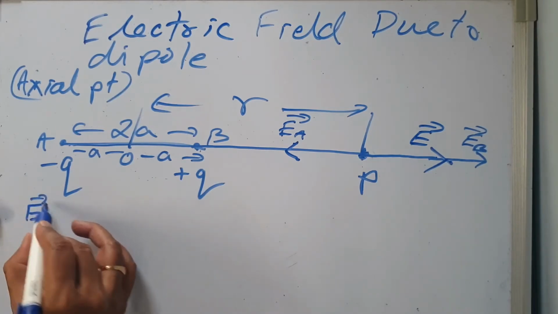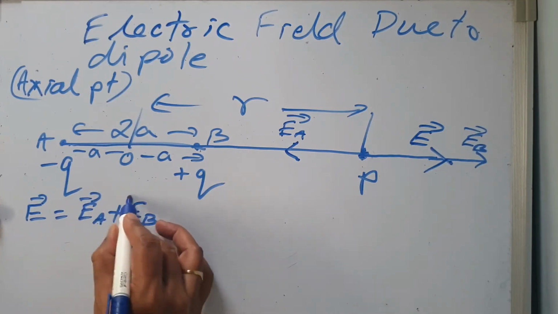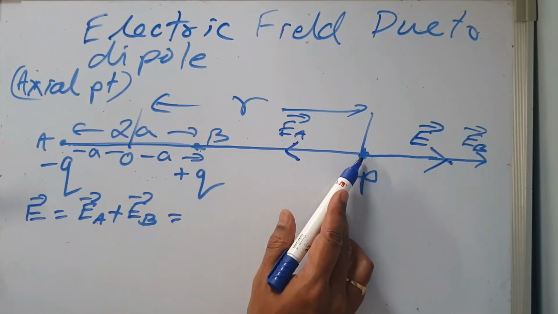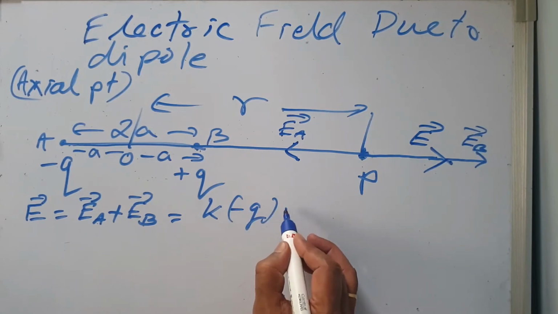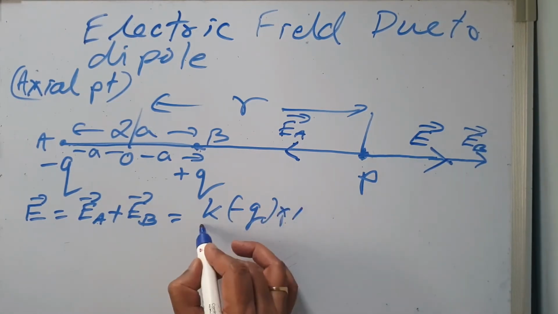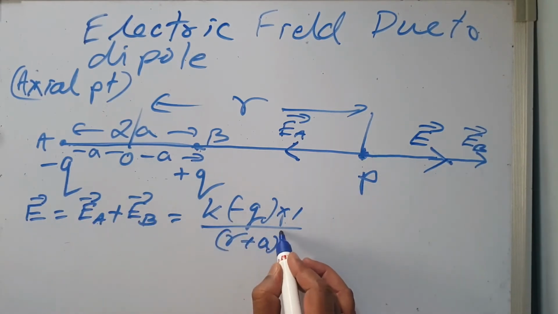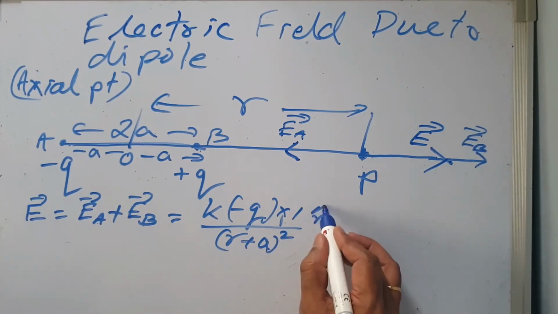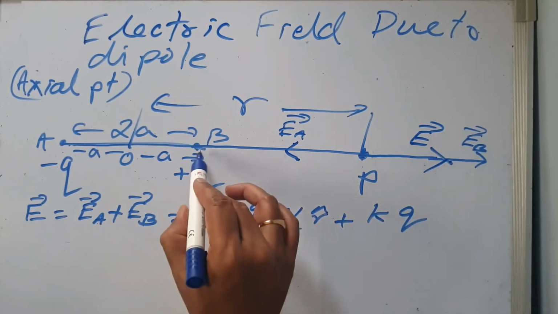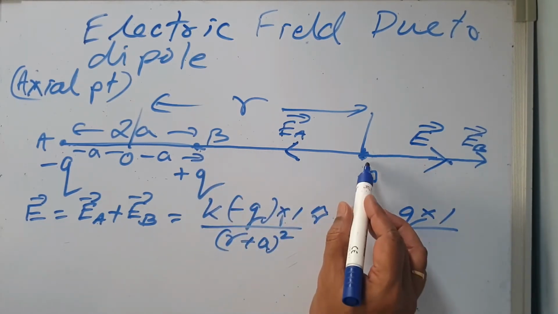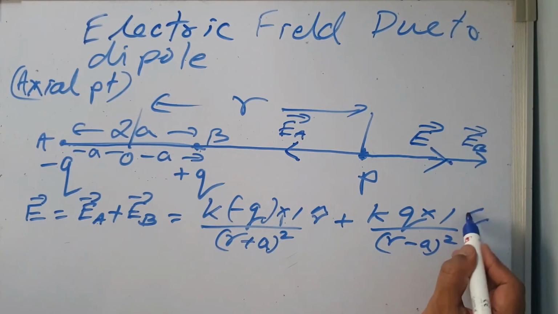So what will be E? It will be EA plus EB. What is EA? The field at this point due to the charge at A will be K into minus Q, into 1, a unit positive charge, force acting. Distance from P to A will be r plus a, the whole squared, into unit vector r cap, plus K into Q, charge at B, into 1. Distance from P to B will be r minus a, the whole squared, unit vector r cap.